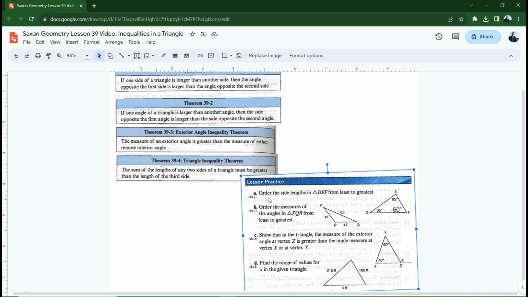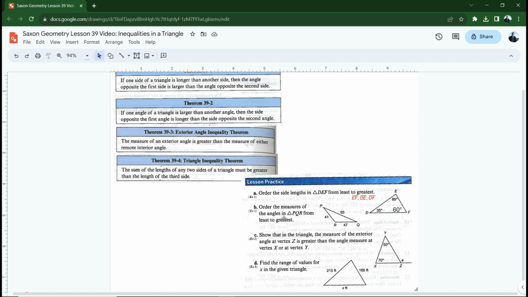EF is going to be the shortest side. Then the next shortest side is going to be the one across from the next smallest angle. It's going to be DE. And then lastly is going to be the side across from the largest angle, which is going to be DF. There we go. Letter B, order the measures of the angles in triangle PQR from least to greatest.